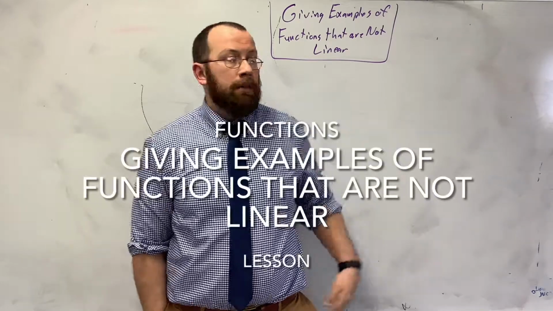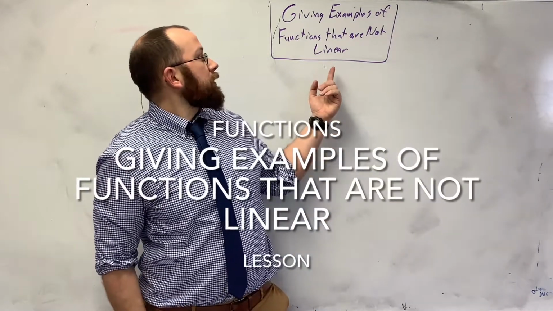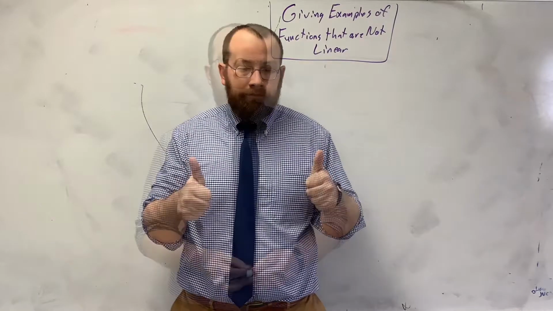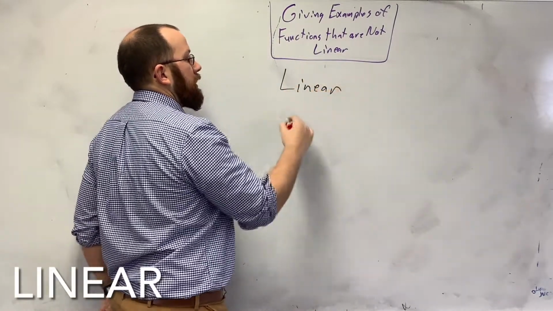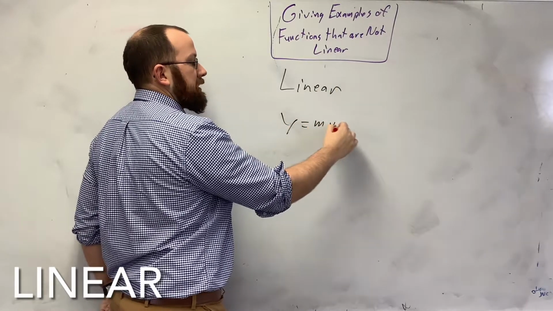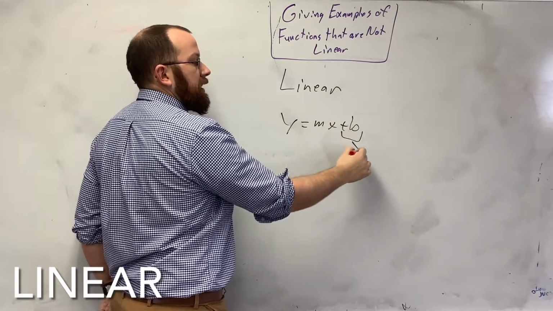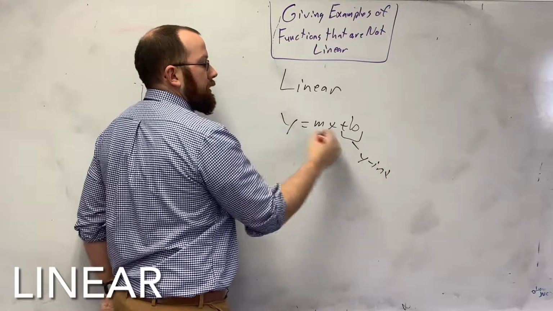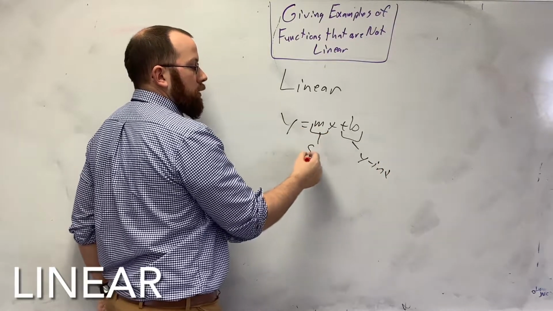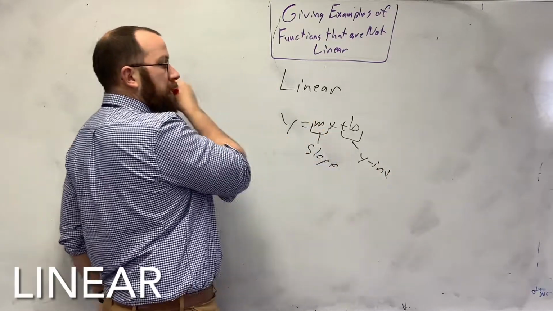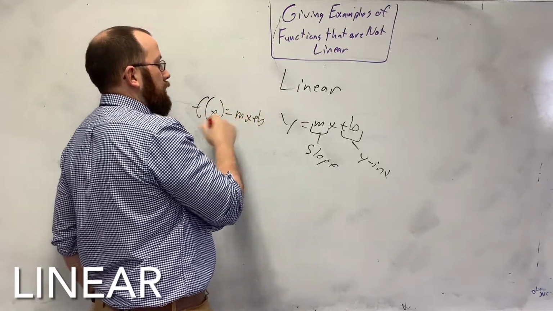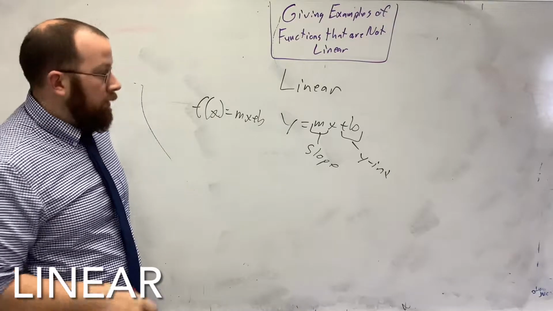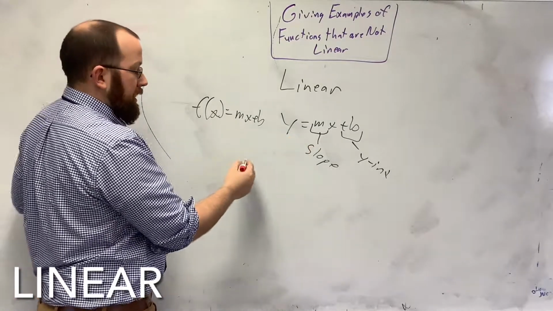Hello, today we're going to talk about giving examples of functions that are not linear. A linear equation can be written as y equals mx plus b, where b is your y-intercept and m is your slope. If you want to write it as a function, you just switch the y to the f of x. All right, what this makes is a straight line.